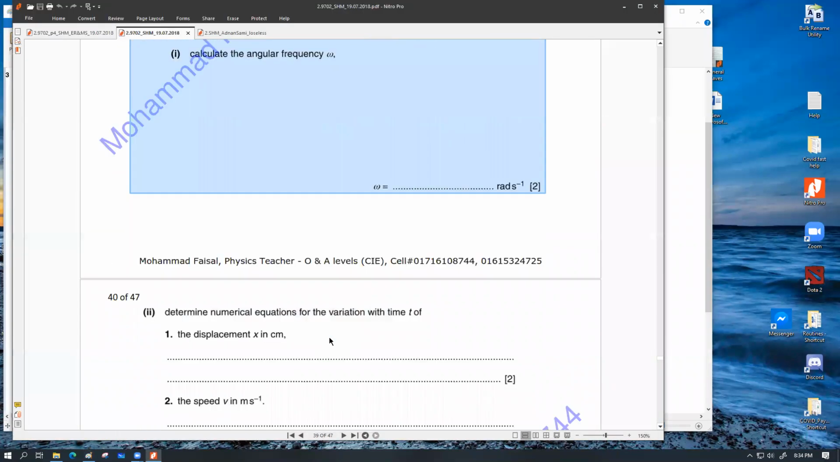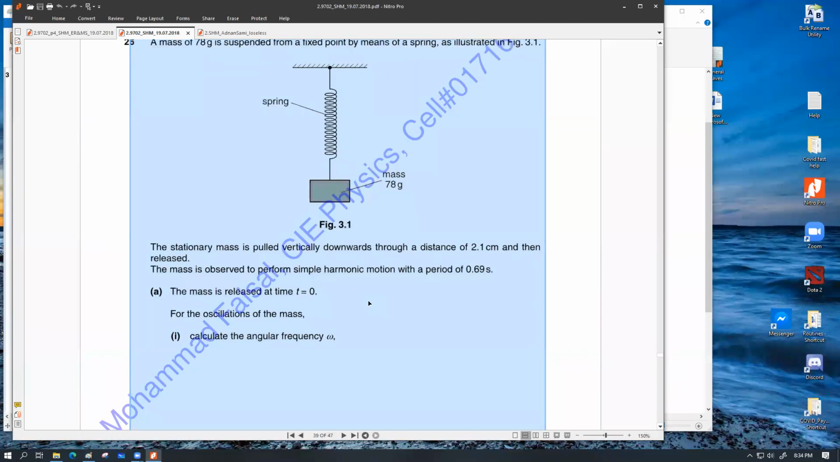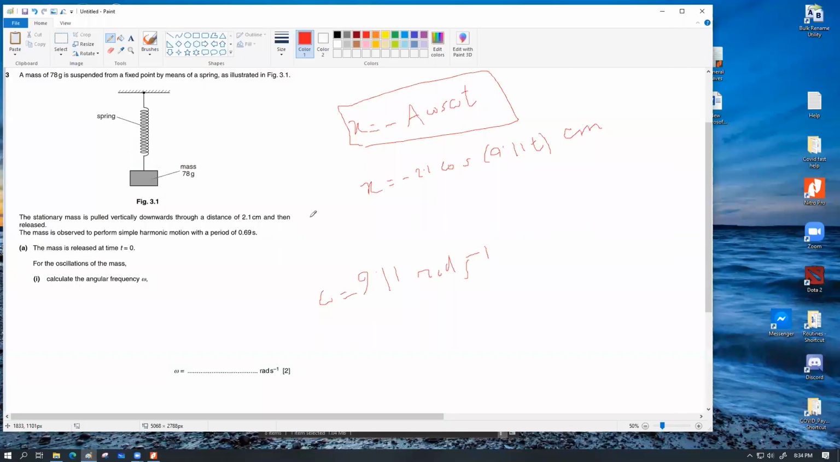Which one? This one. And then they are asking you for the speed v in meter per second. To find the speed, you simply have to differentiate the displacement equation. So if you differentiate this equation, how much do you get?